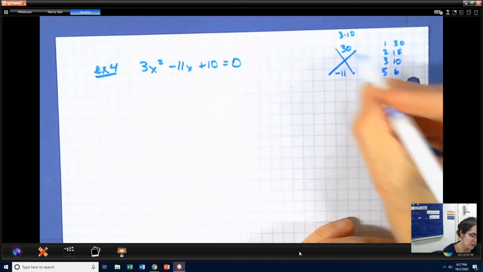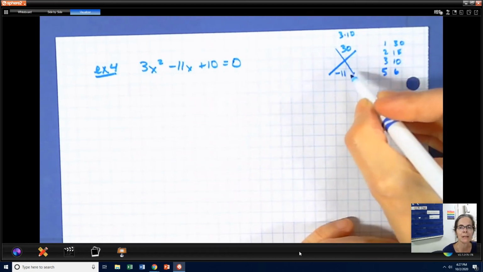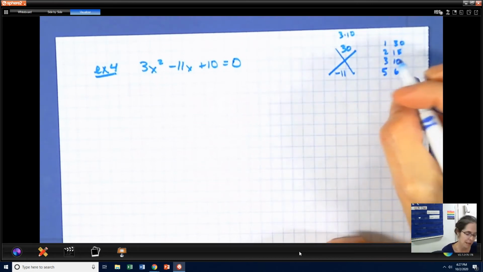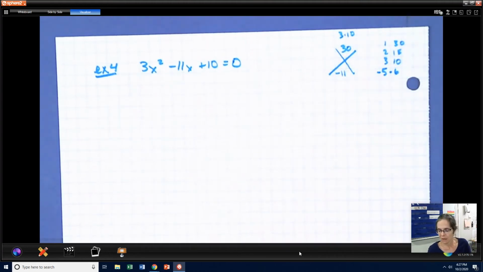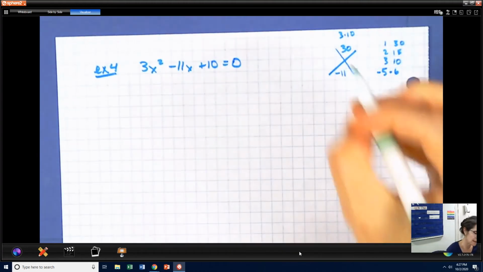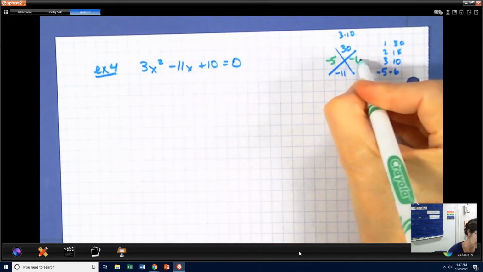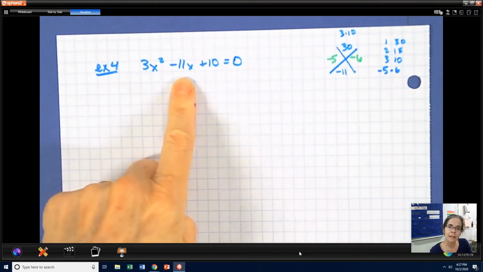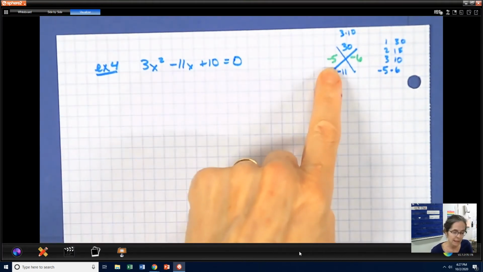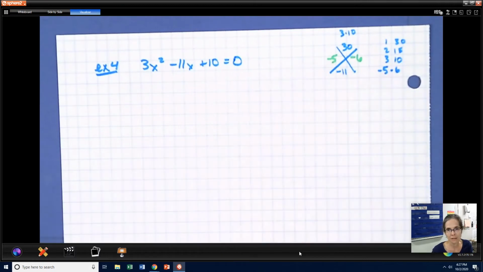And since they have to multiply to be a positive 30, but add up to a negative 11, that means it must be negative 5 and negative 6. So that tells me that negative 5 and negative 6 are going to be the factors that I want to use. Now, that means I'm going to break up the negative 11x into negative 5x and negative 6x.